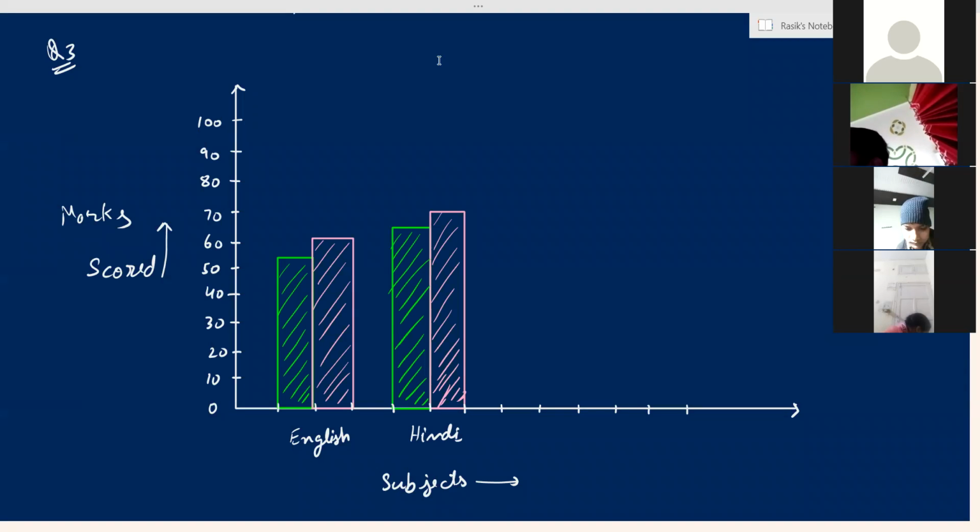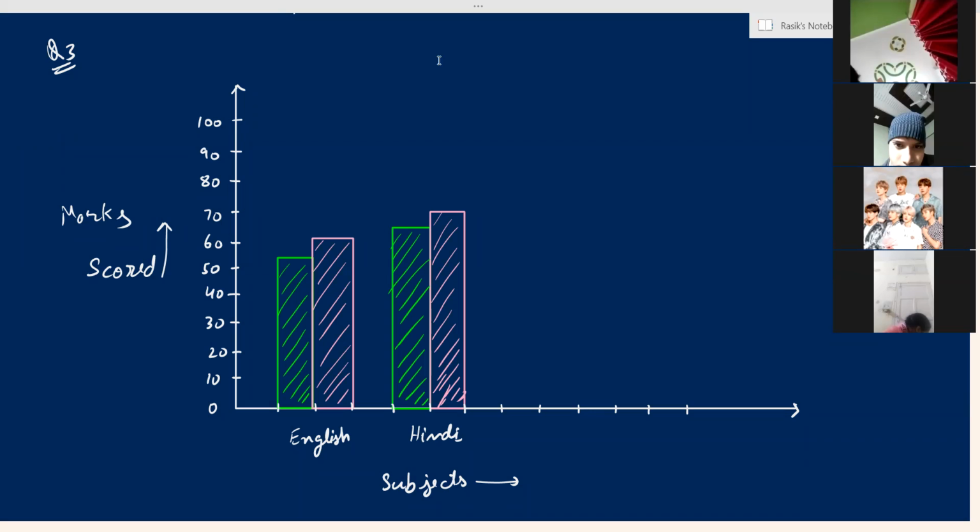Excuse me, sir. Yes. Sir, can we make them separately? What do you mean by separate? Sir, separate graphs for both subjects, English and Hindi, for half yearly and annual exams, for all subjects.